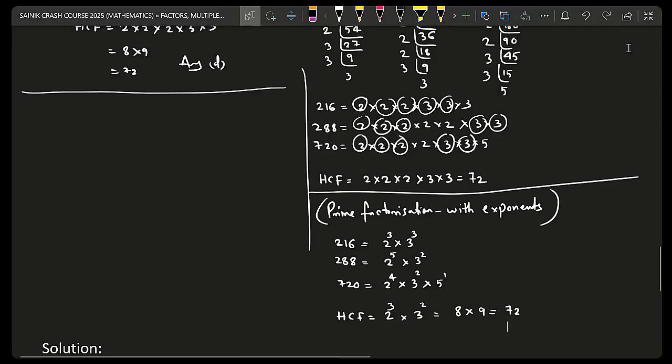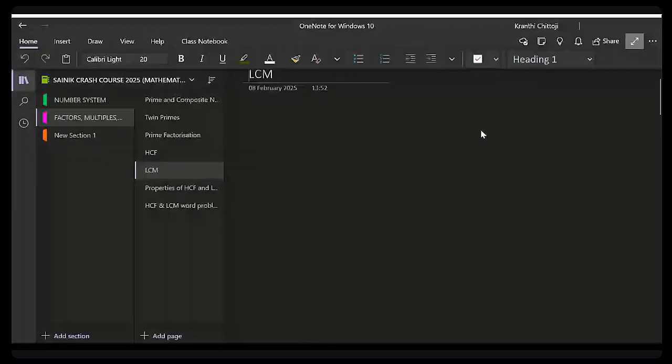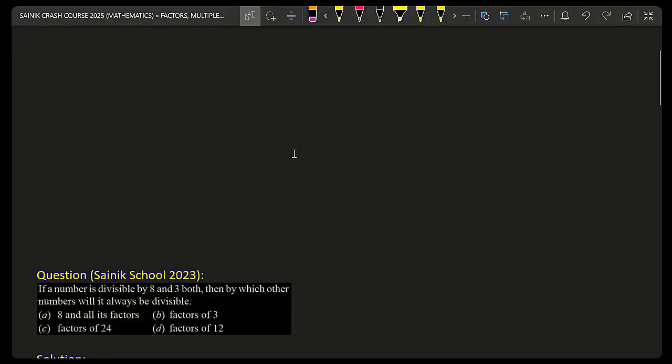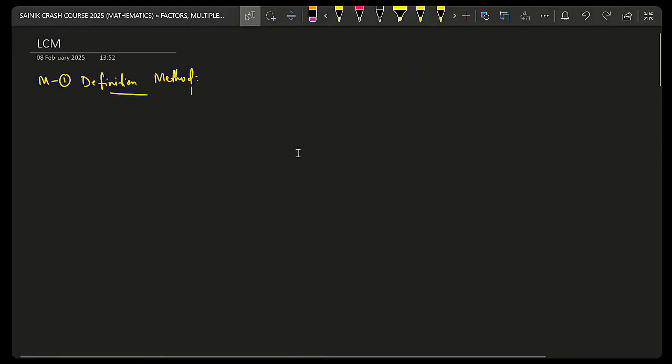Next, we're moving into the next concept, that is LCM. For LCM also we have some methods. First of all, we go for the definition method. So method number 1, we are going to discuss the definition method for LCM. I think there is a question following this. Let's take the same question.